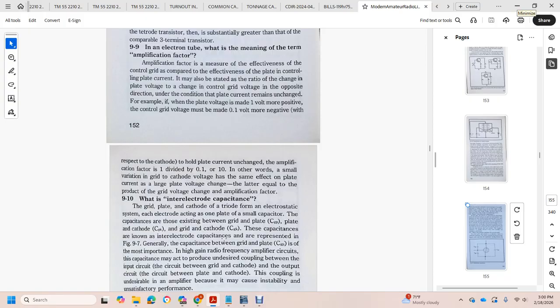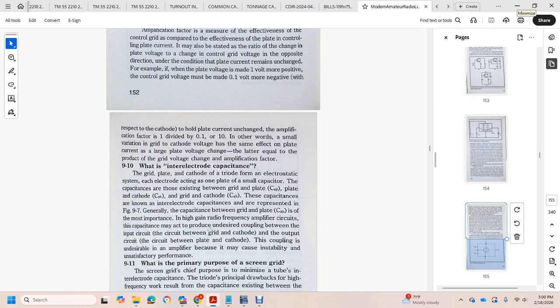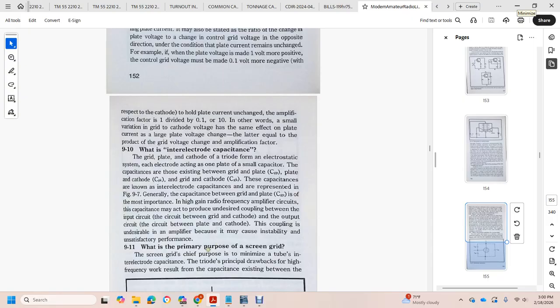What is the inter-electrode capacity? In a grid plate cathode triode, the electrodes form a system in which each electrode acts as one plate of a small capacitor. These are the capacities existing between the grid and plate, plate and cathode, and grid and cathode. This capacitance is known as the inter-electrode capacitance, represented in figure 9. Of these, the capacity between the grid and plate is the most important in high gain radio frequency amplifier circuits. The capacitance may act to produce undesired coupling between the input circuit, between the grid and cathode, and the output circuit, between the plate and cathode. The coupling is undesirable because it causes instability and unsatisfactory performance in the amplifier.